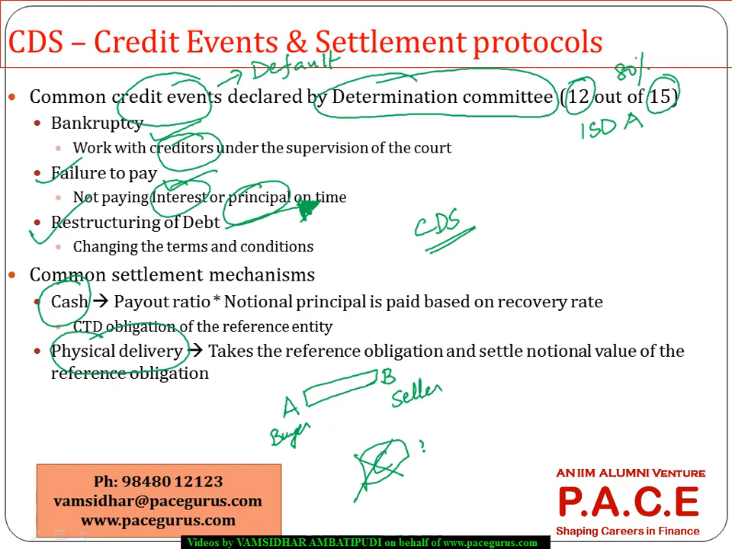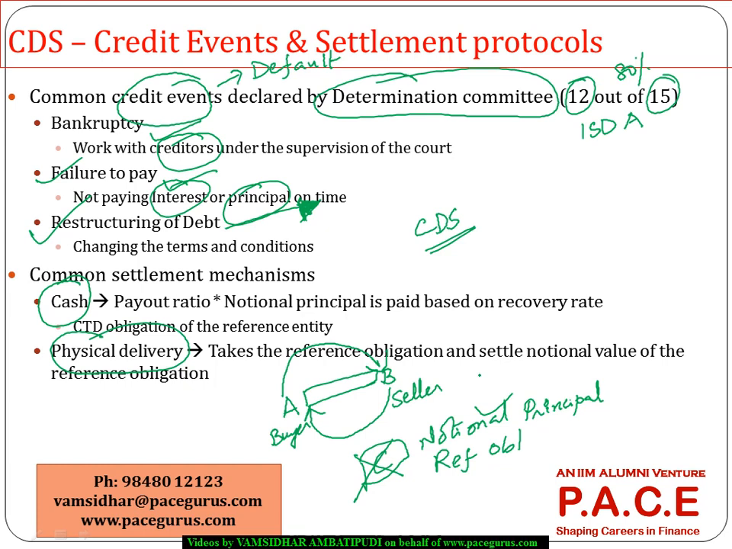Now whatever is the notional principal, or whatever is the face value of this particular reference obligation, A will have to surrender the reference obligation to B, wherein B will provide the protection in terms of the notional principal amount. So that is the physical delivery kind of a settlement. A has to provide the underlying reference obligation to B, the CDS seller, whereas the seller will compensate the buyer with the notional amount.